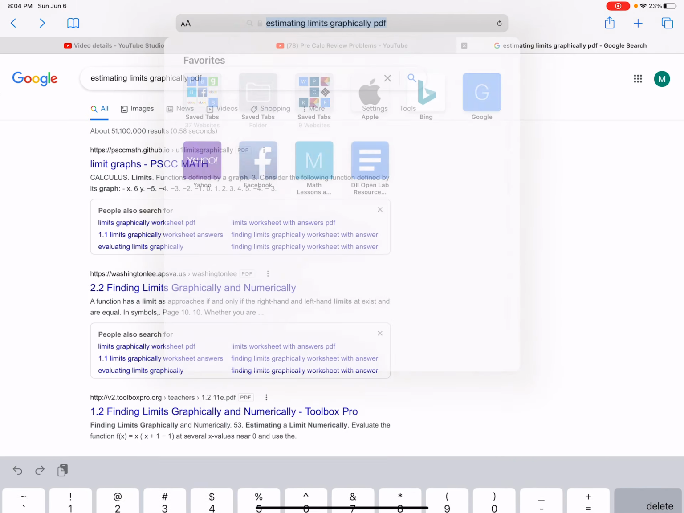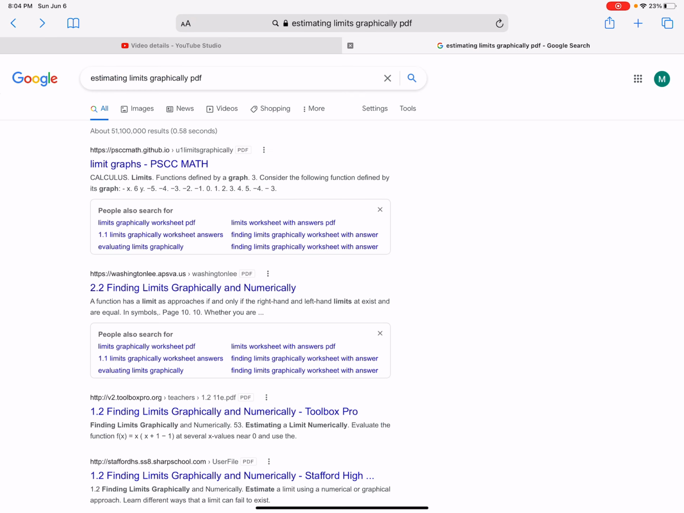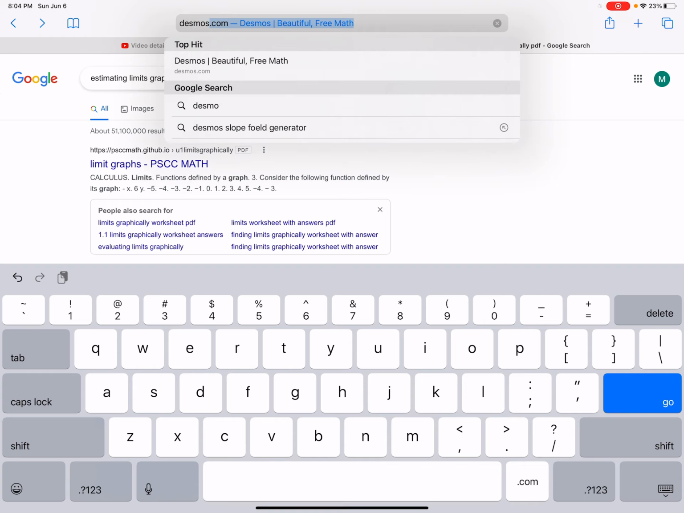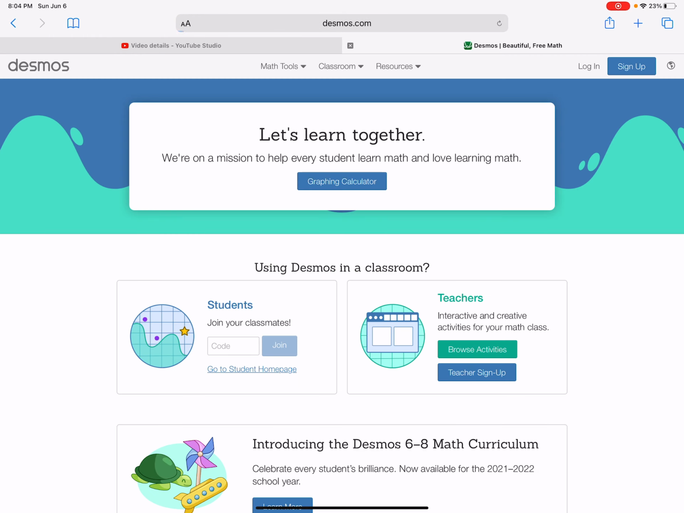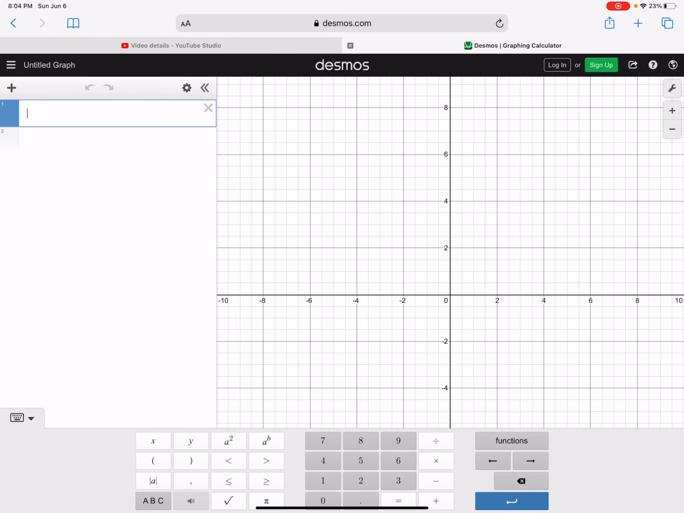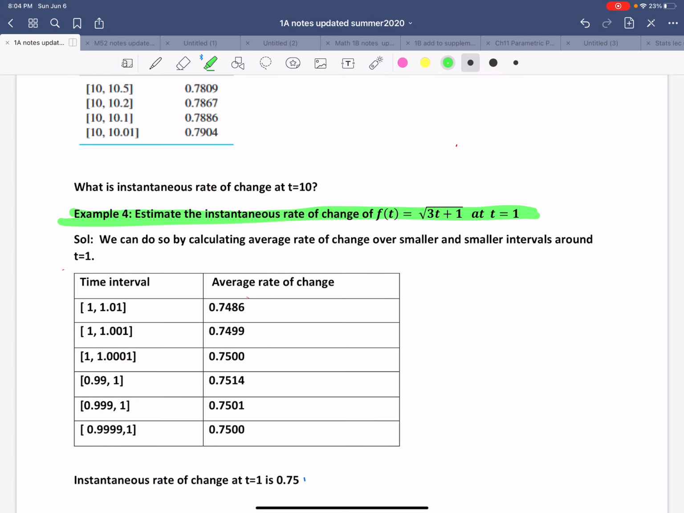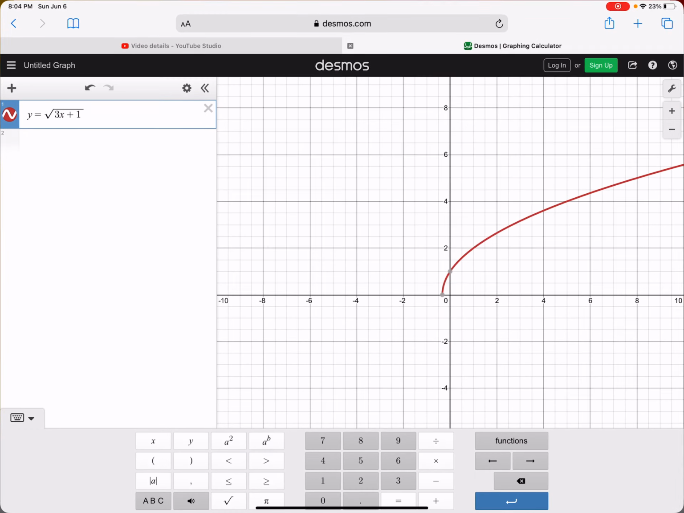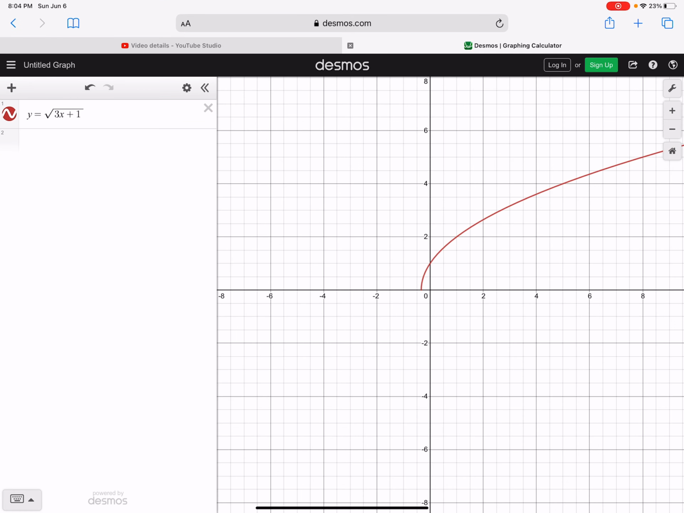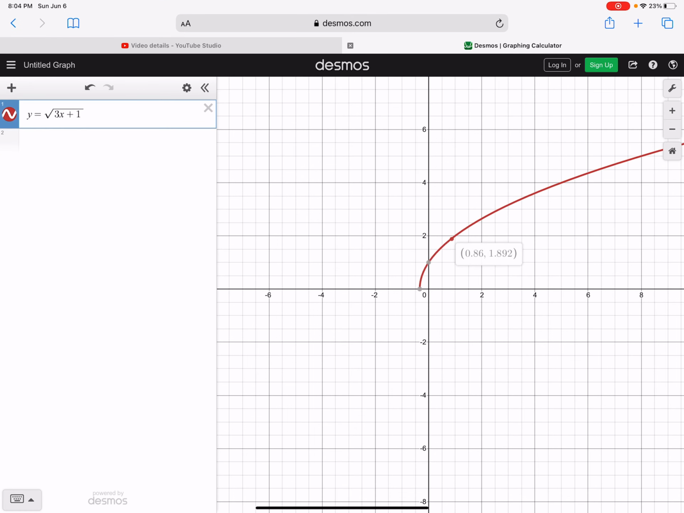Desmos. Y equals square root of 3x plus 1, I believe. Let me double check if this is correct. Yep, 3x plus 1, and we're trying to estimate at t equals 1. I think this is where the 1 is.